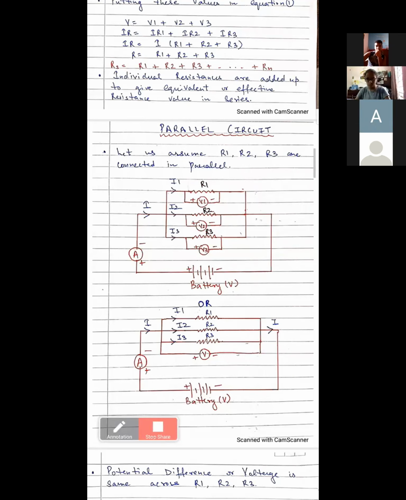So in parallel, current is different because current is being divided in different branches, but voltage will be the same. That's why you use the same voltmeter also. So the second diagram is also correct and the first diagram is also correct.